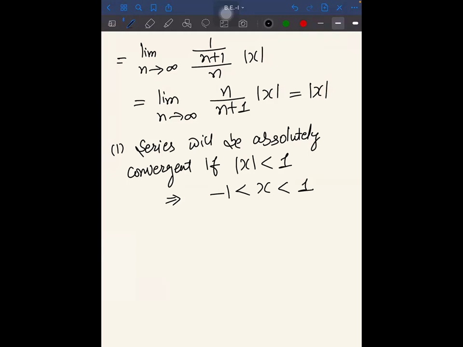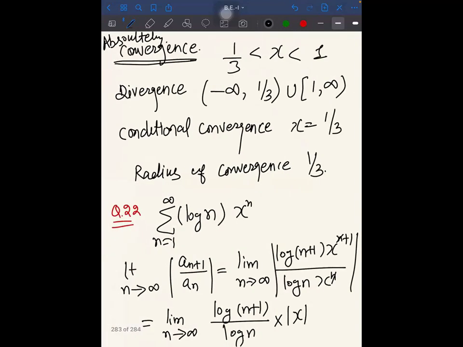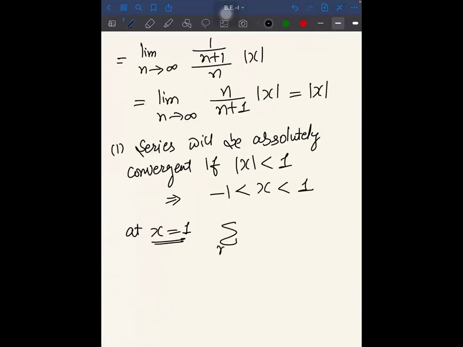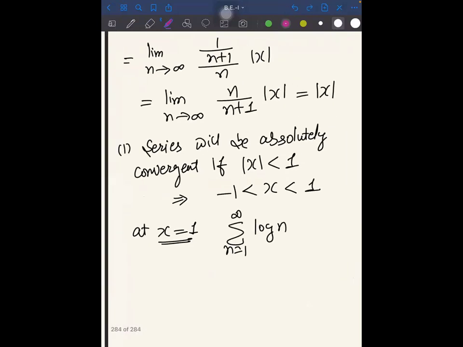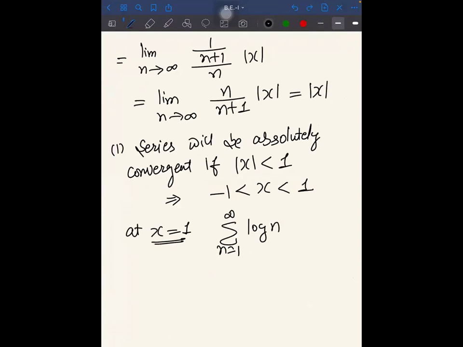And if you talk about the end point, let's say at x is equal to 1, it becomes the sum from n equals 1 to infinity of log n. Is it fine? You put x is equal to 1 over here. It will not become 0 because we have log n, not log x. So is it divergent or convergent? Can anybody tell? Divergent. Clearly divergent. But how are you going to do it?